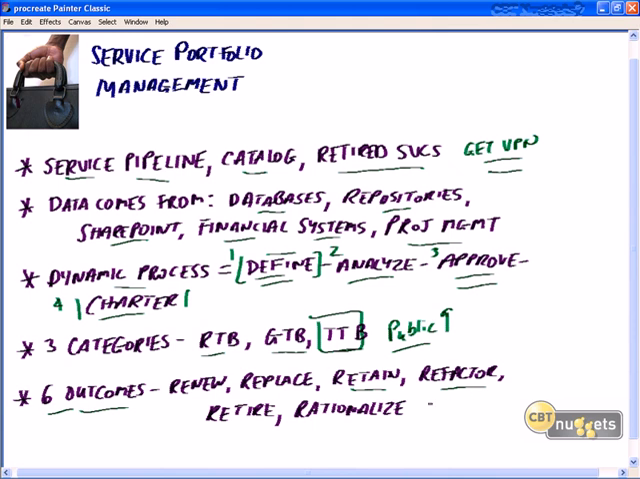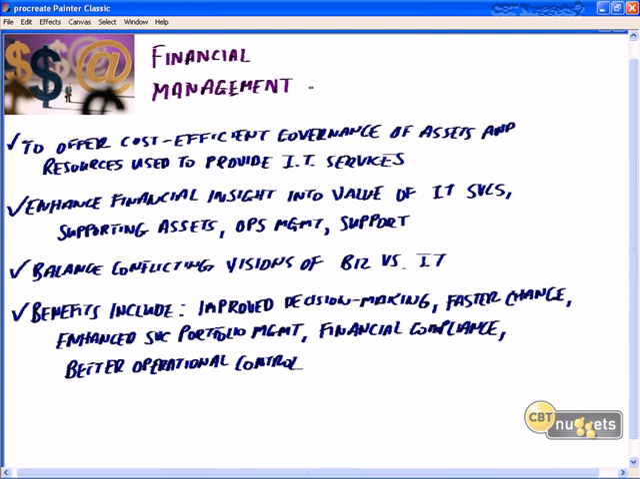Retire. These are services that don't meet our needs, the minimum level of technical and functional fitness, so we're going to retire those. And then the 6th outcome is to rationalize. Maybe we're going to release a new version of an operating system or a front-end database application or a service or some type of solution. So the 6 outcomes of portfolio management are to renew, to replace, to retain, to refactor, to retire, and to rationalize.